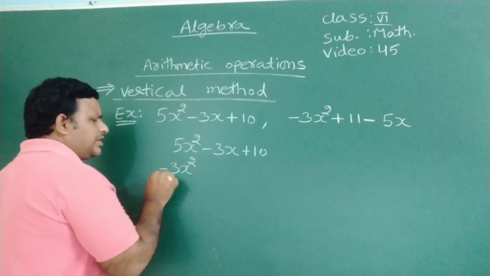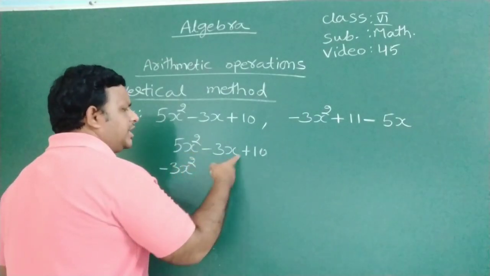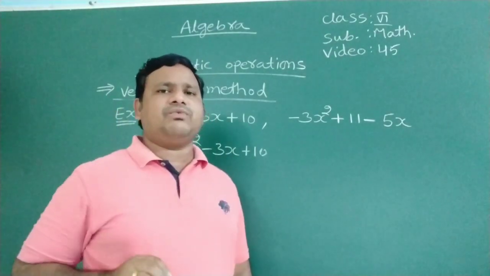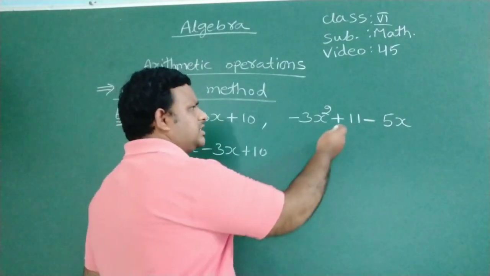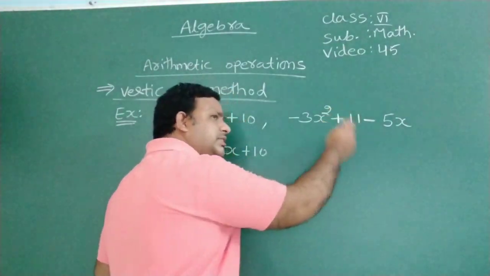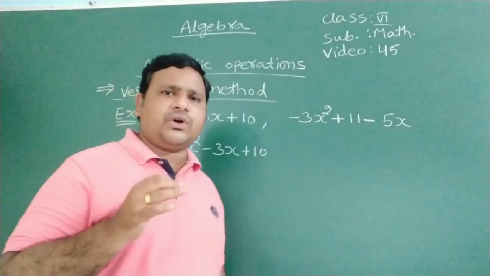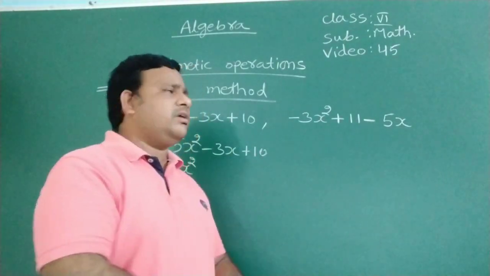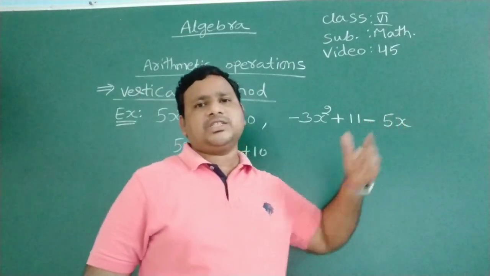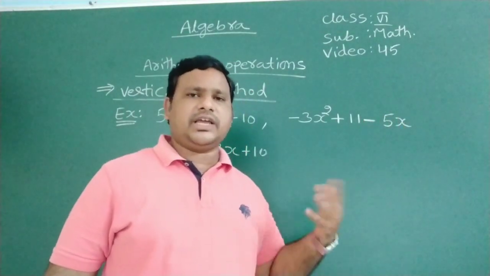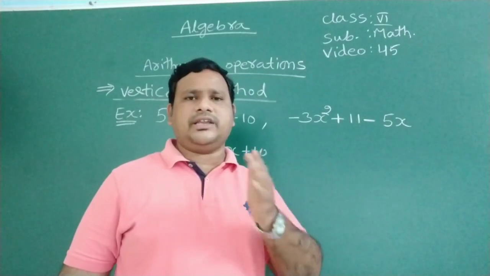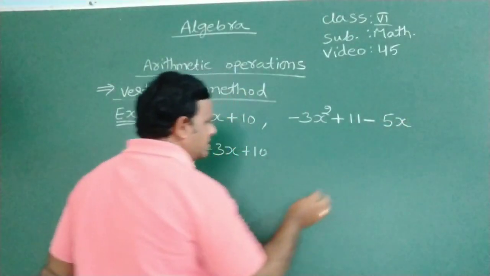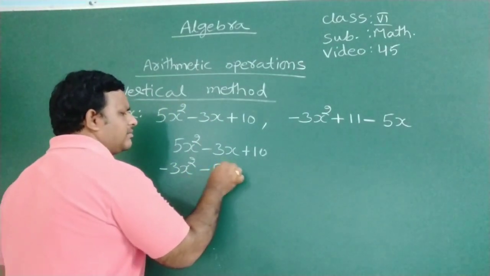So after this what is there? Minus 3x means the x term, the term containing x we have to write next. But in this, what is given as the second term? Constant is given. Even if a constant is given, we have to go to the next term. What is the next term? Minus 5x. Yes, in the second expression the x-containing term is also there. That's why I am writing this minus 5x here.